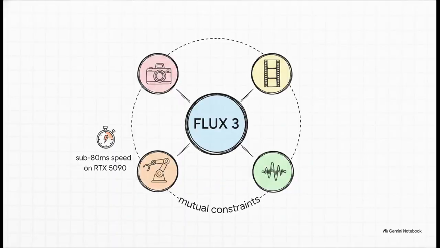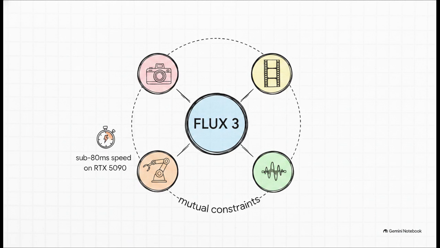So when we pop the hood and look at the Flux 3 specs, we're looking at a unified multimodal model built on a scalable interpolant transformer backbone. And it's jointly trained across image, video, audio, and get this, even robot action data. Amazingly, the Flux Mimic robot policy can execute in under 80 milliseconds on a single consumer-grade RTX 5090 GPU.